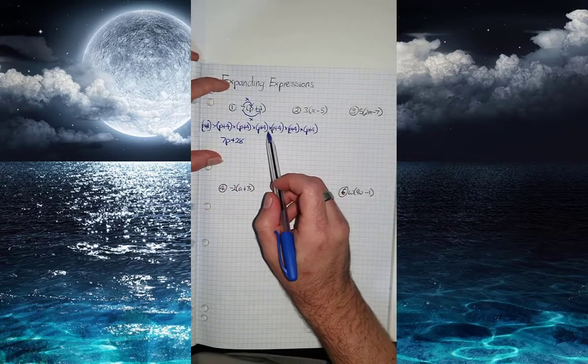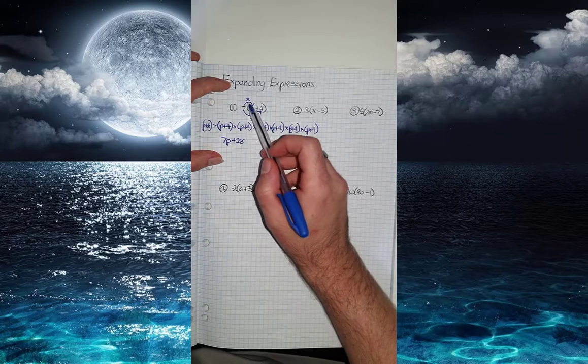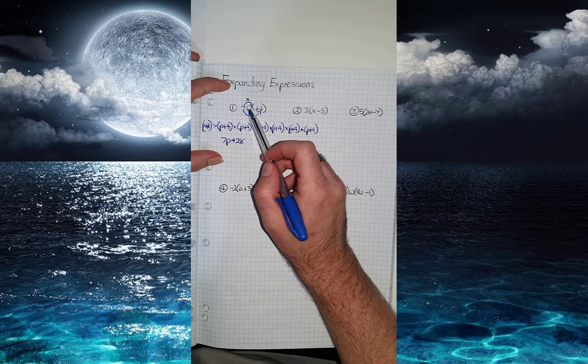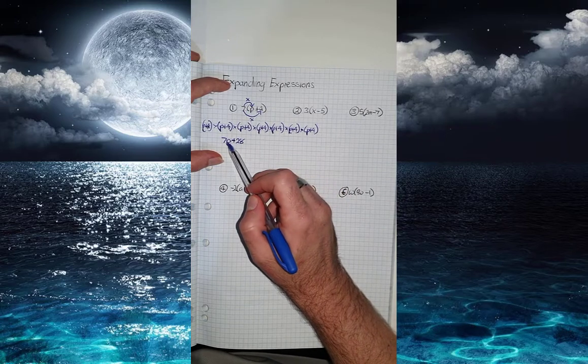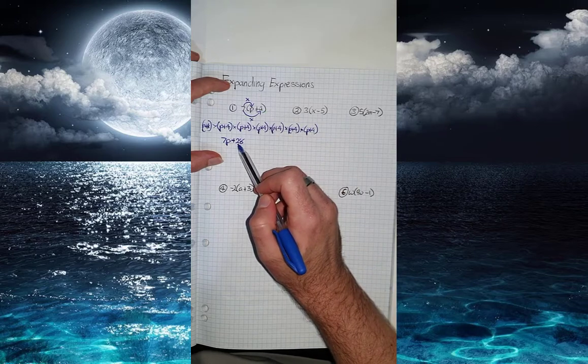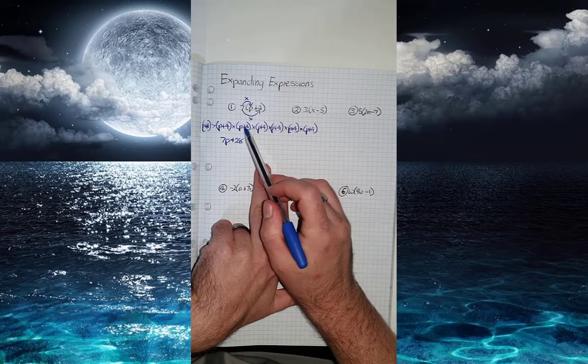Now that's in its expanded version. However, we can do it much more simply. 7 times p is 7p. 7 times 4 equals 28. Now, I'm only going to do the expanded version of this for the first one.